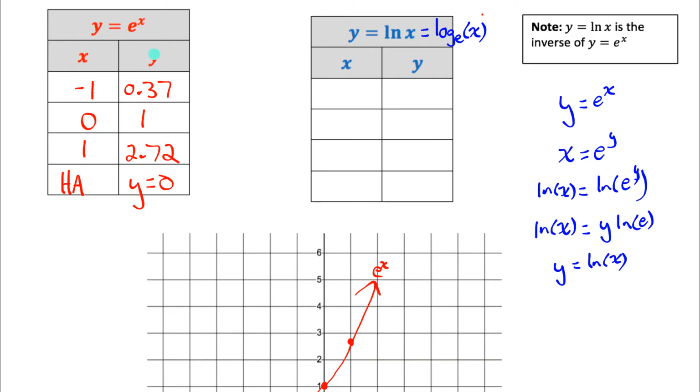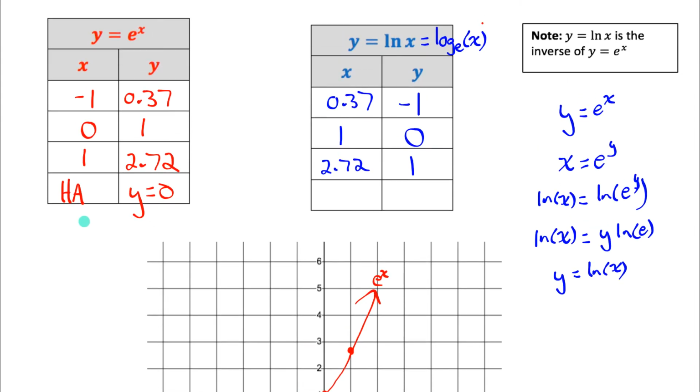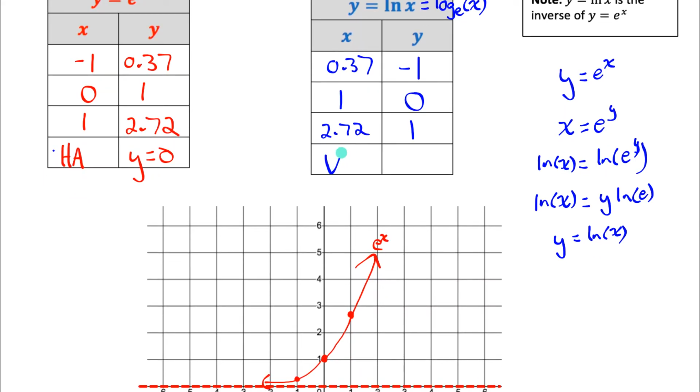So if negative 1, 0.37 is on the graph of e to the x, that means 0.37, negative 1 is on the graph of ln x. And if 0, 1 is on the graph of e to the x, that means 1, 0 is on the graph of ln x, and so on. And this function, ln x, doesn't have a horizontal asymptote at y equals 0. It has the opposite of that. It has a vertical asymptote at x equals 0.